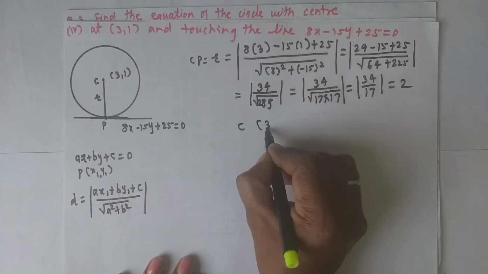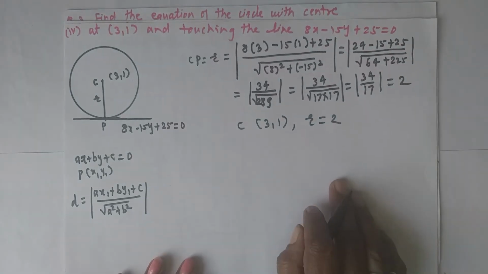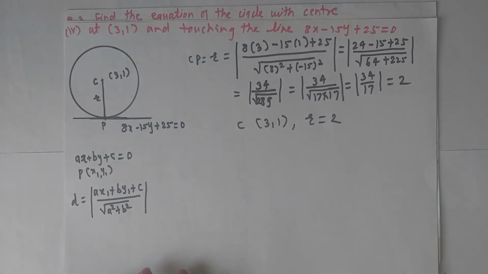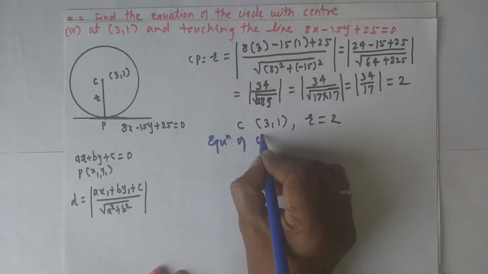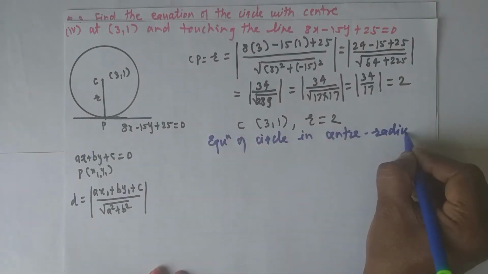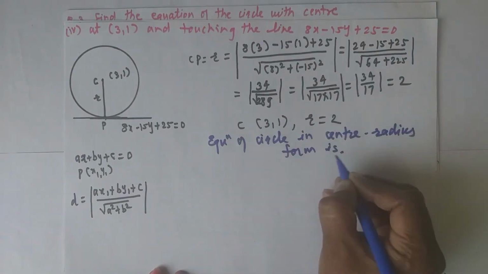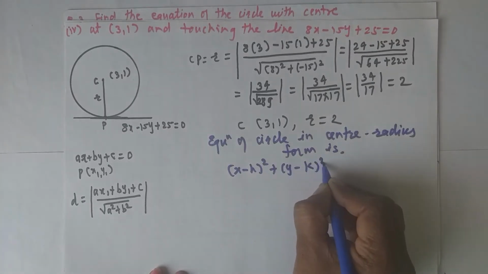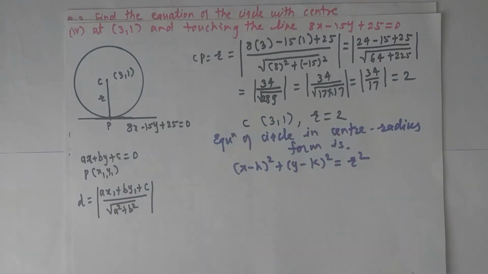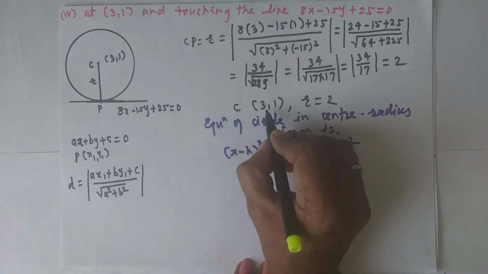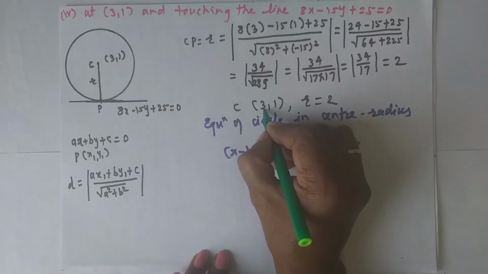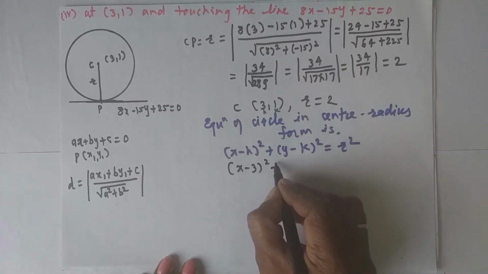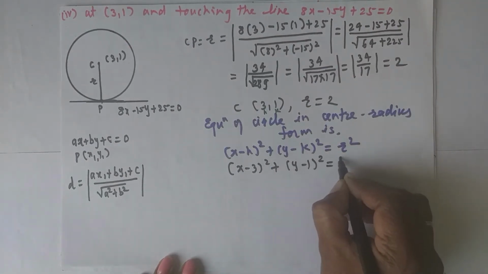Now we know the center (3, 1), radius 2. Now we will use the center radius form to find the equation of circle. Therefore write down the equation of circle in center radius form, and write down the formula. What is the formula? (x minus h) square plus (y minus k) square is equal to r square. Now what is h here? Coordinates of point C are (h, k), means this is h, this is k. Keep the values: (x minus 3) square plus (y minus 1) square is equal to 2 square.